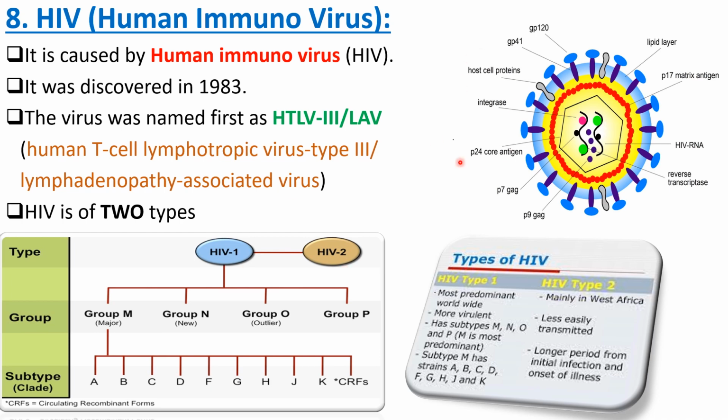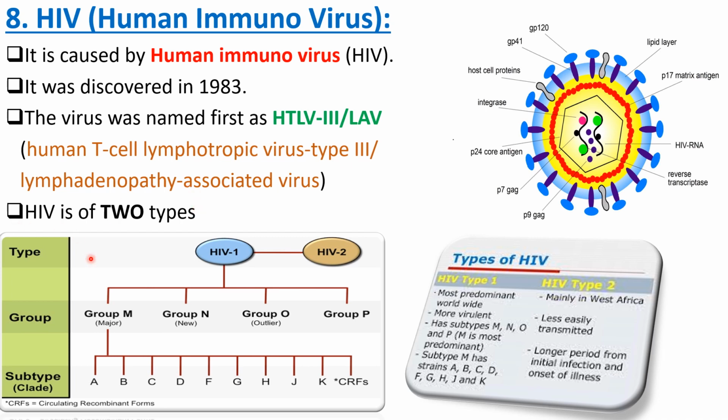The structure of human immunodeficiency virus is given here. This is the HIV RNA. Here the reverse transcriptase process begins. Here this is the lipid layer. This is the integrase. This one is a host protein. Some kinds of antigens are also present on the surface of the HIV virus.